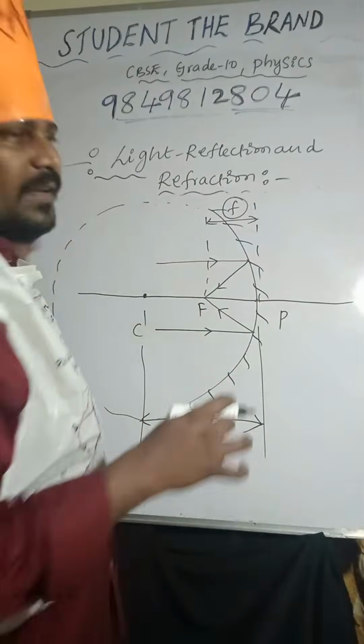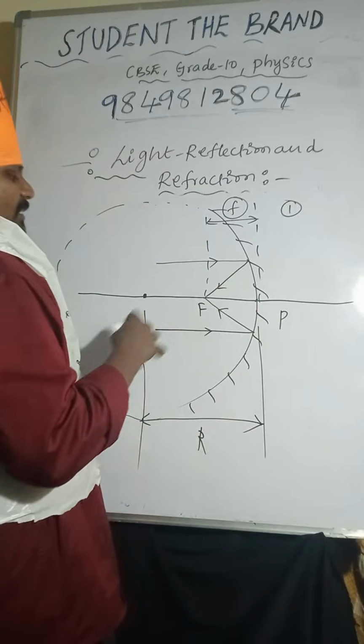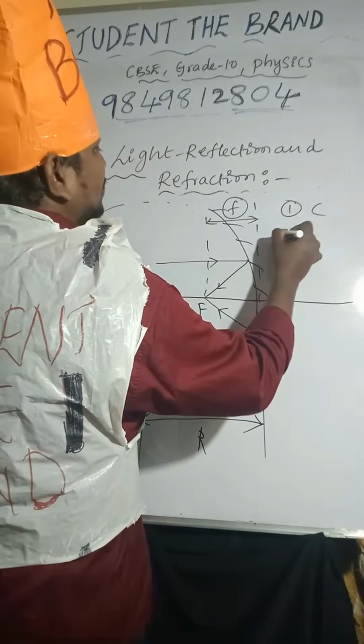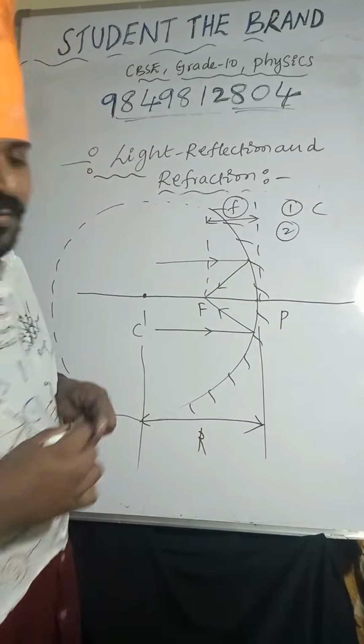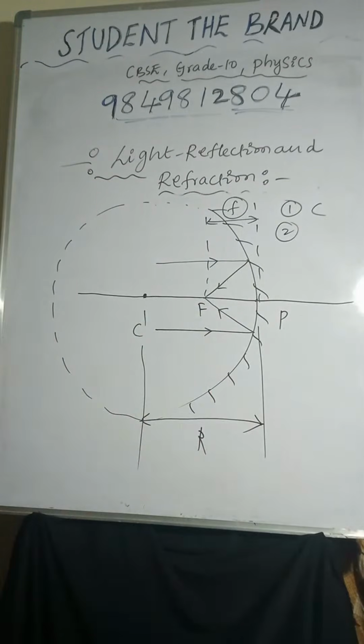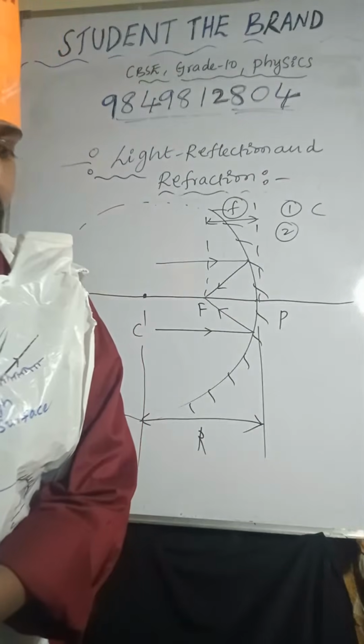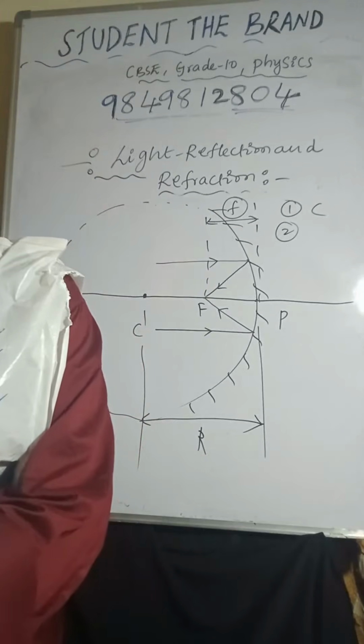Once again, listen carefully here. Point number one: the center of the imaginary sphere of which the mirror is a part. Midpoint of the mirror is called pole.